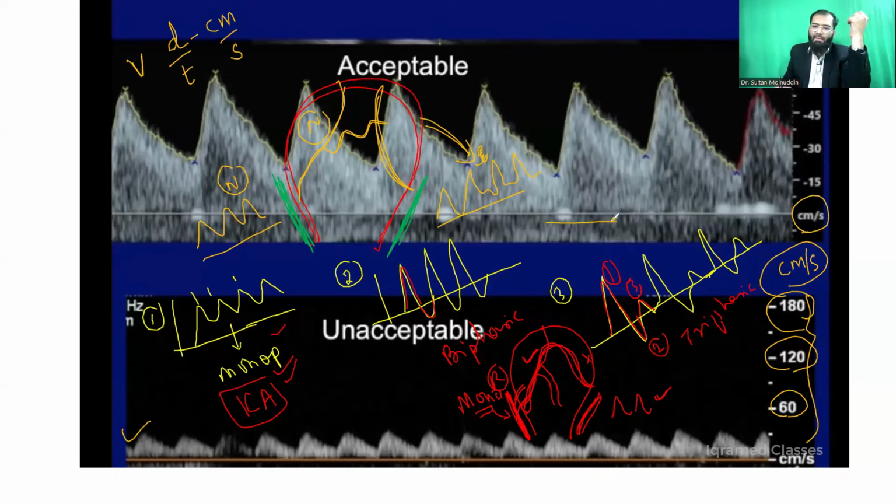And this is how the time goes on. As the time goes on, you see that new waveforms would be generated. Whatever measurements you take along this, that would be giving you the velocities. Now this is the peak systolic velocity and this is the end diastolic velocity.